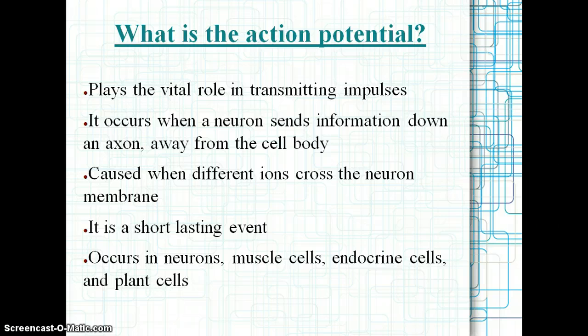What is the action potential? The action potential plays a vital role in transmitting impulses. It occurs when a neuron sends information down an axon away from the cell body. It is caused when different ions cross the neuron membrane. It is a short-lasting event, and it occurs in neurons, muscle cells, endocrine cells, and plant cells.